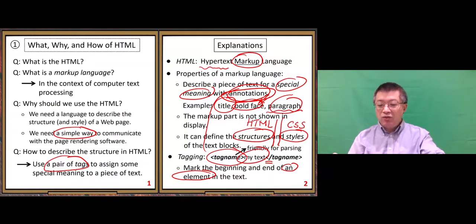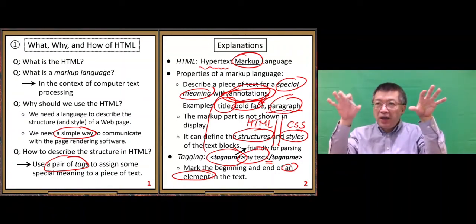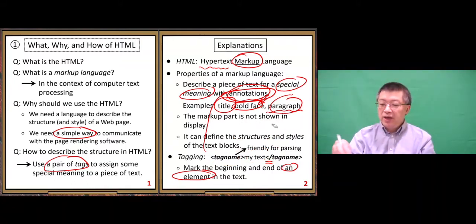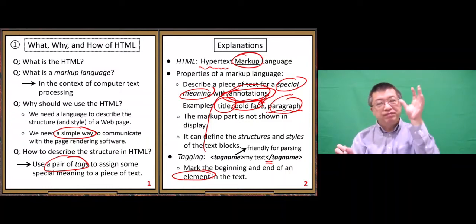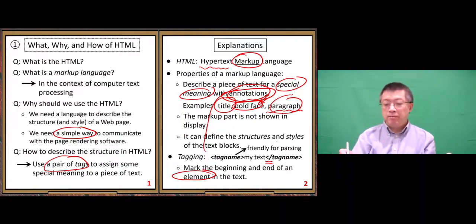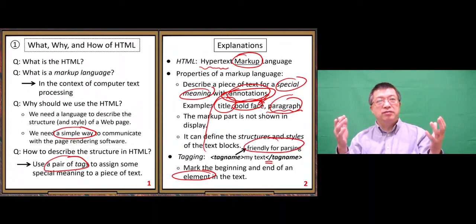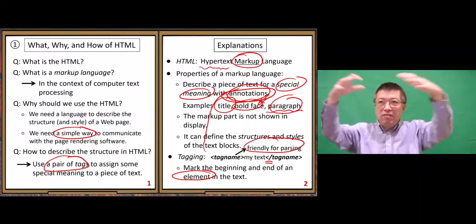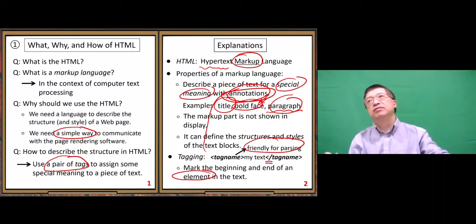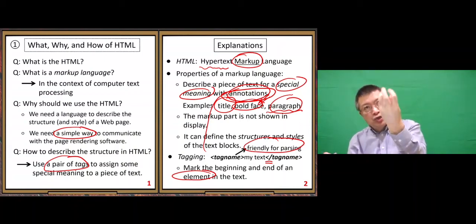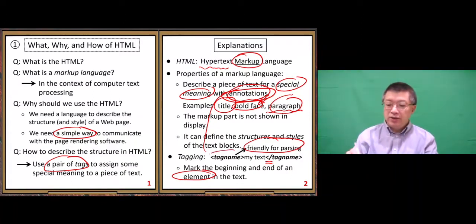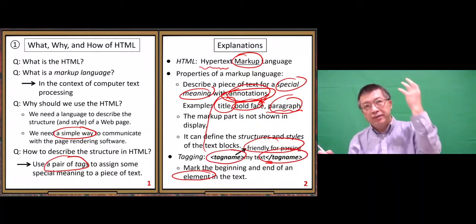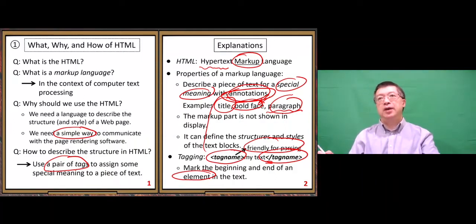But you may ask why we use this way, marking the beginning and end, because this way will make the parsing program easier to do the parsing work. More specifically, the web browser is doing the job. The web browser will parse your hypertext markup content. How to make the web browser extract each piece of text with predefined structure? This pair of tags can make the parsing job easier.